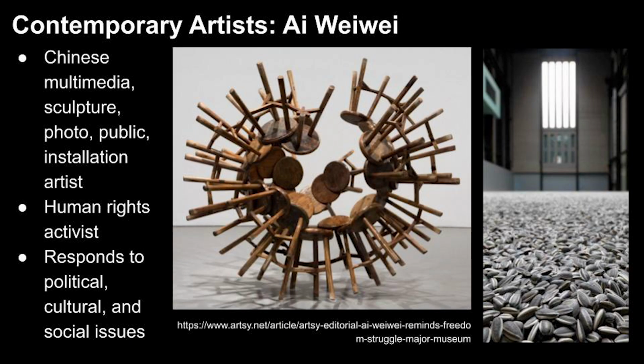Next, we have Ai Weiwei. I've already talked about him a bit before, and in one of the earlier videos, I think I showed you his example of all of the backpacks that he put of all of those dead children. Well, he does a ton of stuff. He's a Chinese multimedia sculpture, photo, and public installation artist, and a human rights activist. And he responds to political, cultural, and social issues, and actually has gotten in so much trouble. Like, he's gotten beaten up and like banned from China and stuff for all of the political and social issues that he brings to light in ways that people just don't want that information for everyone to see.